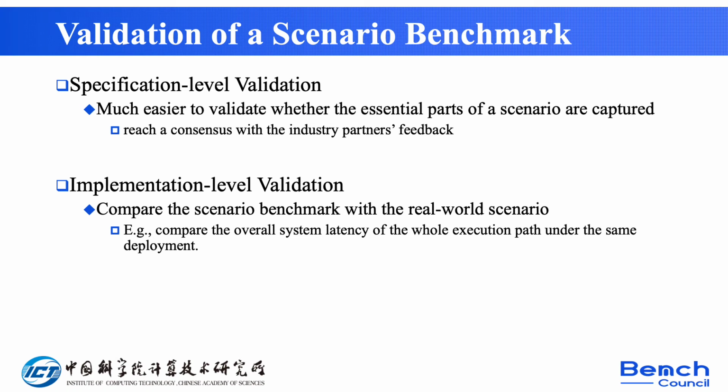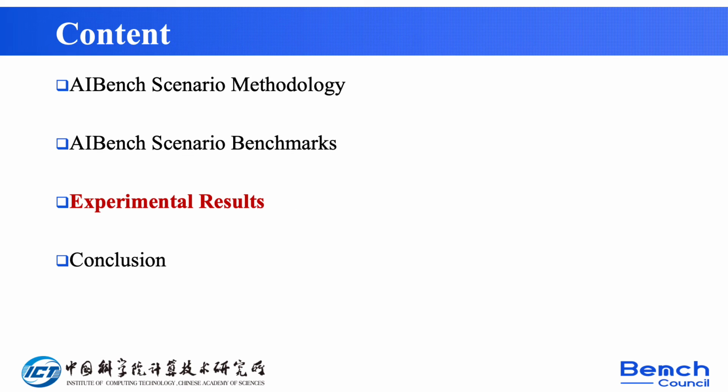From the overall system performance perspective, we compare the overall system latency of the whole execution path and the same deployment. We define their deviation as the ratio of absolute latency difference between a scenario benchmark and a real-world one to the value of the real-world one. The lower the deviation, the closer the benchmark to reality. Next, I'll introduce our experimental results.